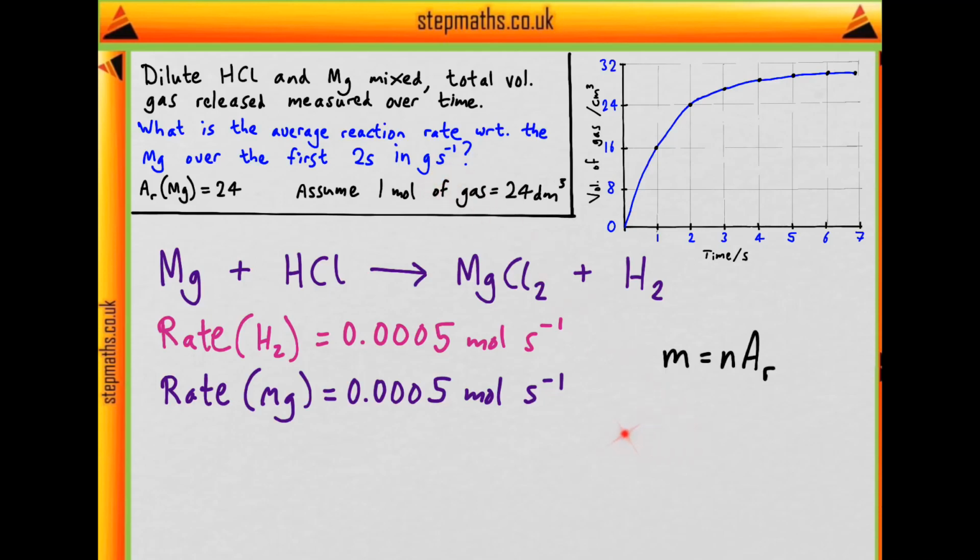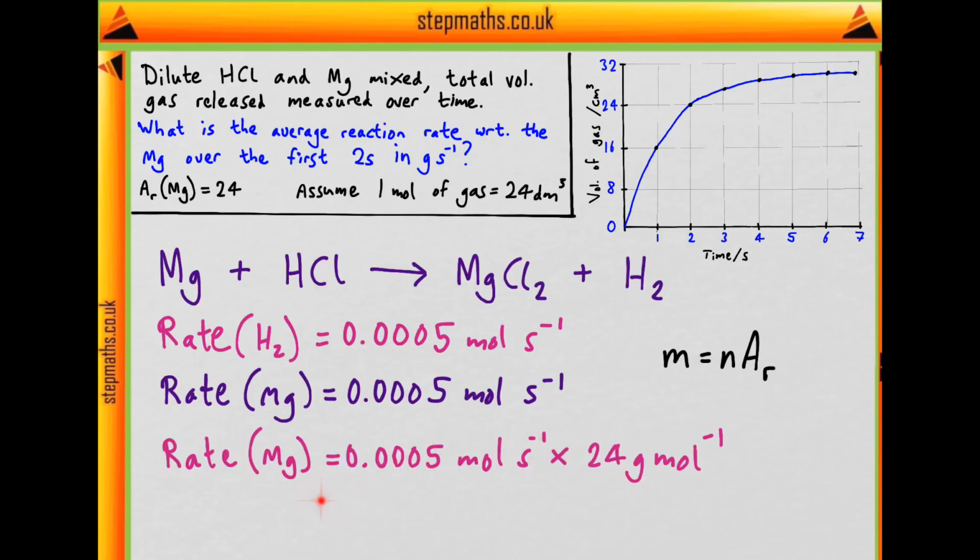So if we change from moles to grams, mass is number of moles times relative atomic mass, which we're given here. Putting the numbers in just gives the rate in grams per second is 0.0005 moles per second times 24. So how do we do this without a calculator? Well, what would 0.5 times 24 be? That's 12. And if we divide that by 1,000, what do we get? That's 0.012 grams per second, which corresponds to answer A on the question paper.